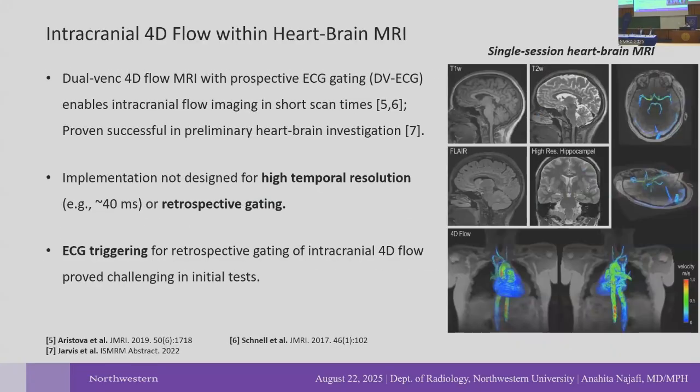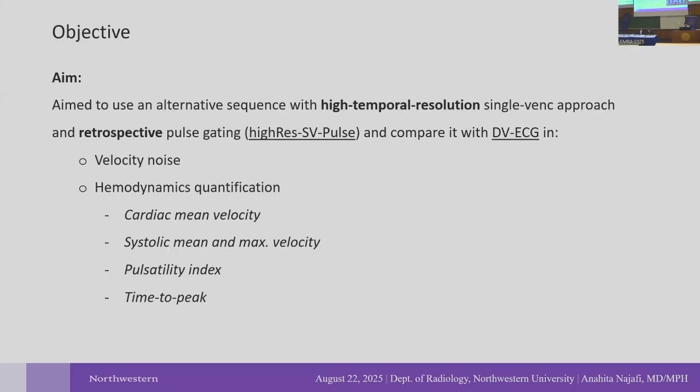Our lab had previously developed a single session heart-brain MRI protocol using dual VENC 4D flow MRI with prospective ECG gating for intracranial flow imaging with a short scan time. It proved successful in the preliminary investigations, but this particular implementation was not designed for high temporal resolution, like 40 milliseconds, or retrospective gating. In our initial test, the ECG triggering for retrospective gating of intracranial 4D flow proved challenging.